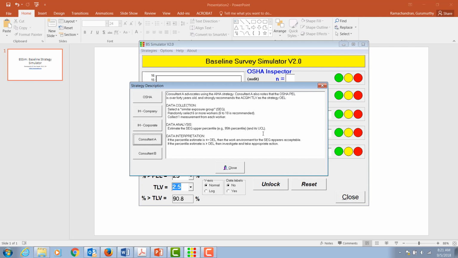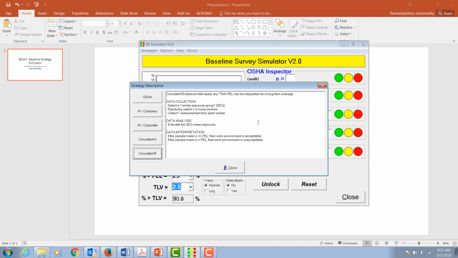A fourth strategy, consultant A, is advocating using the AIHA strategy, but also notes that the OSHA PEL is over 40 years old and strongly recommends using the ACGIH TLV as the strategy OEL. Otherwise, the strategy is the same as the industrial hygiene corporate strategy.